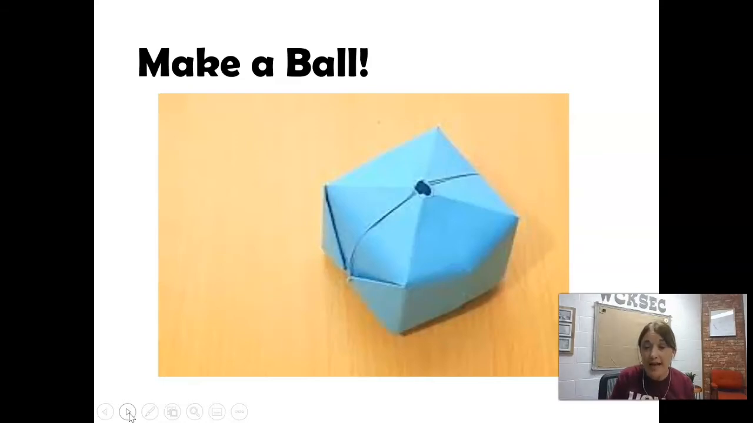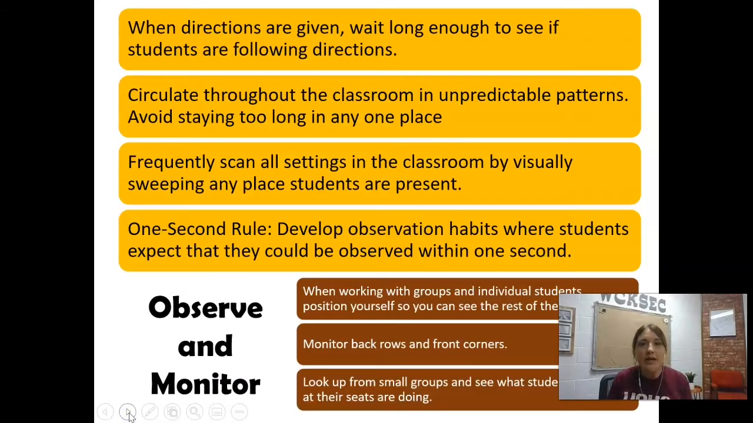So this is just to help you remember that you want to make sure that what you're asking of the students is very explicit and very direct. They know exactly what to expect, and it is consistent what you need them to do. When directions are given, wait long enough to see if students are following directions. This goes along with assuming or presuming competence. We want to make sure that we are presuming that they can do it before we jump in and be that helicopter parent and do it for them.